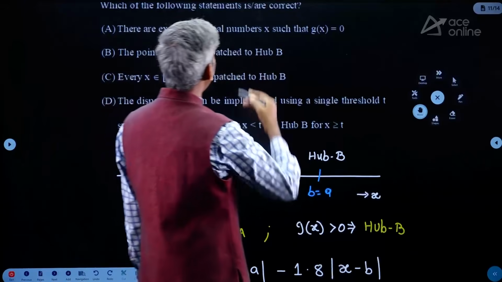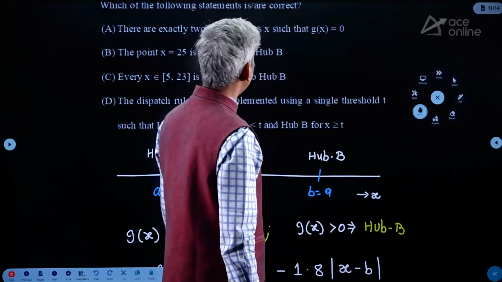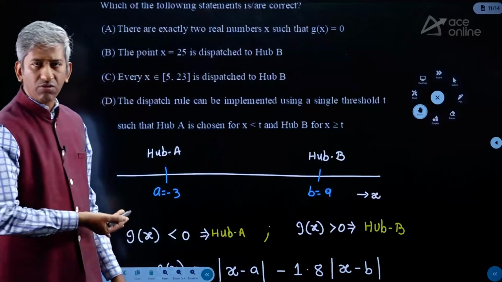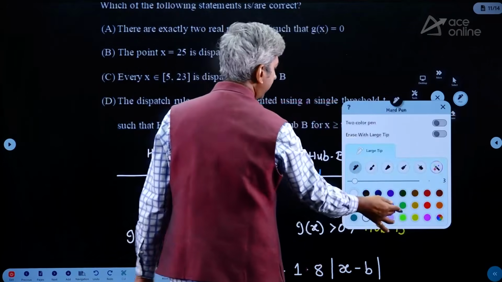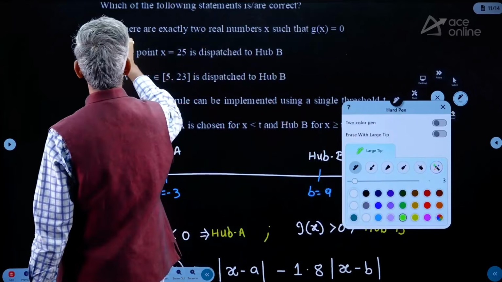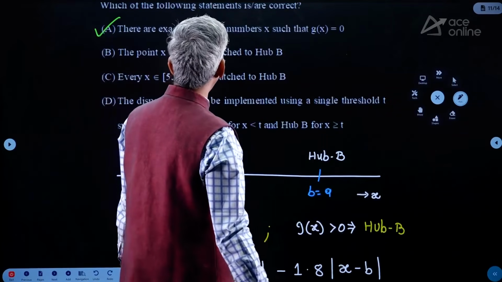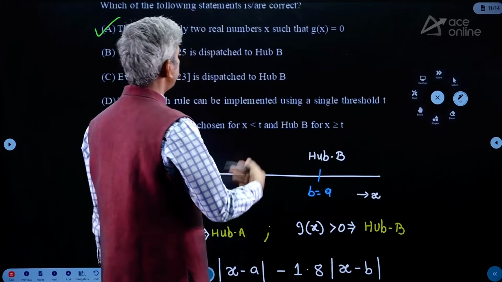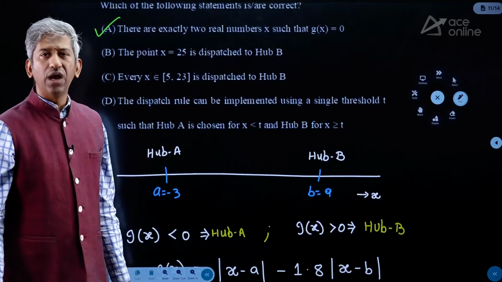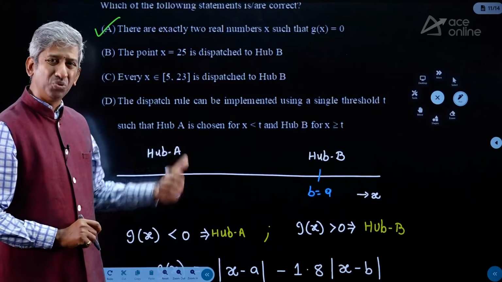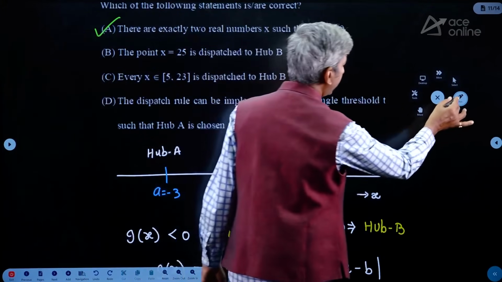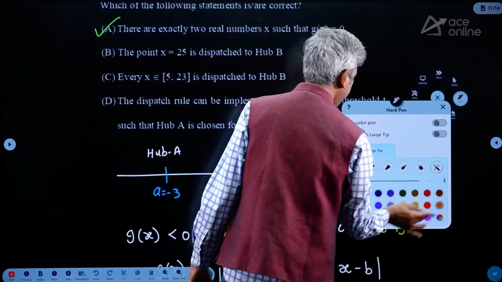There are exactly two real numbers of x such that g of x equals 0, 4.71 and 24, such that it is a true statement. Option A is correct. The point x equal to 25 is dispatched to hub B. Anything above 24 is assigned to hub A. So option B is an incorrect statement.